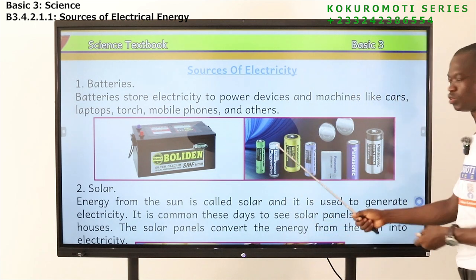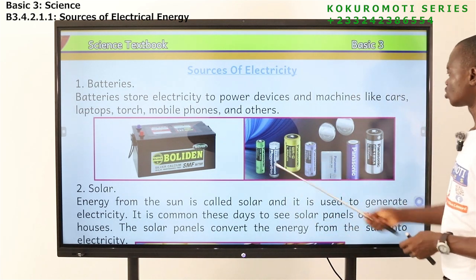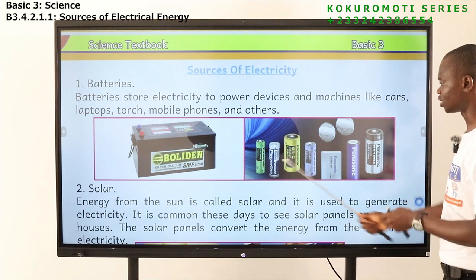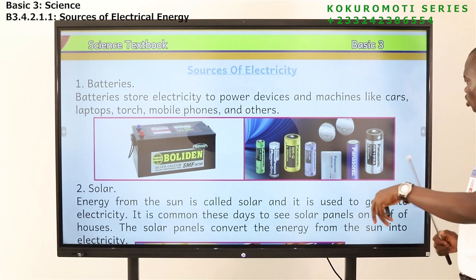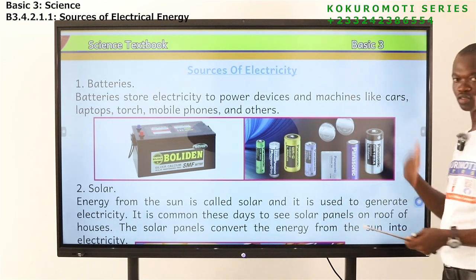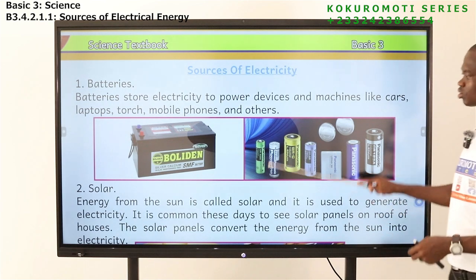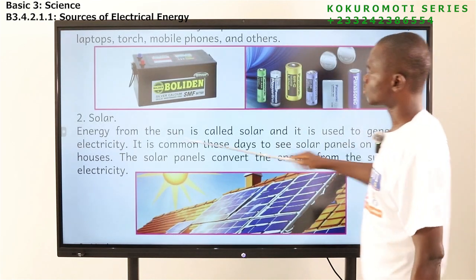These are the batteries that we use in our small devices. Your remote uses these types of batteries. A watch uses something like this. Mobile phones use batteries and other things. So that is one. The next one is solar.